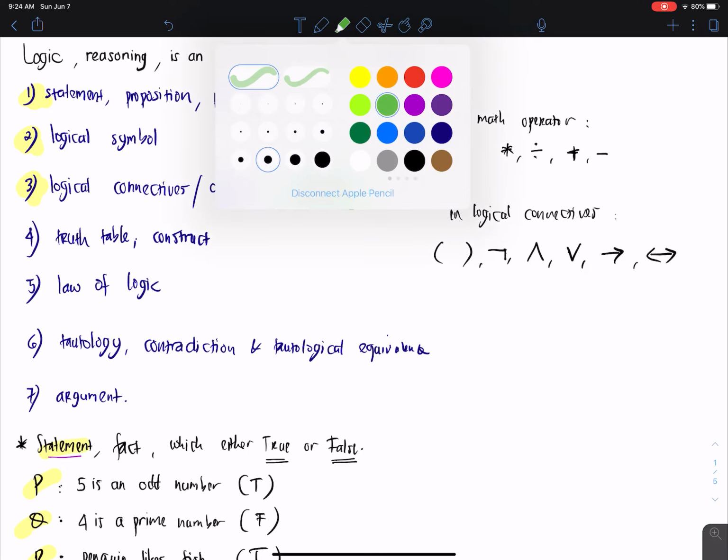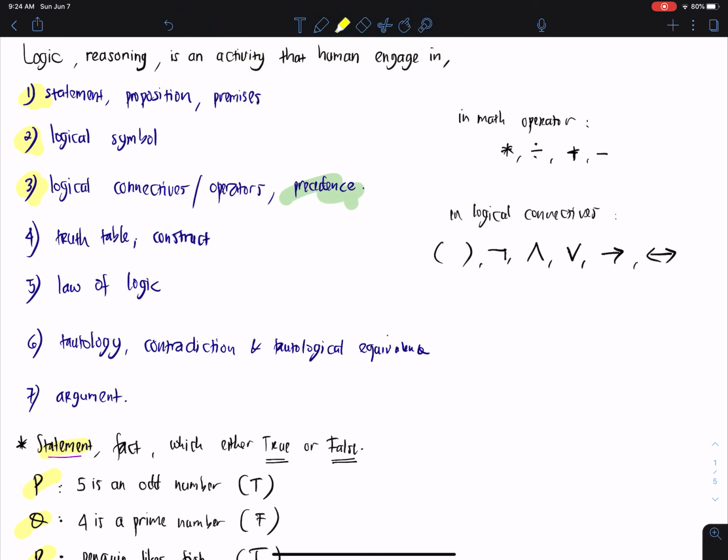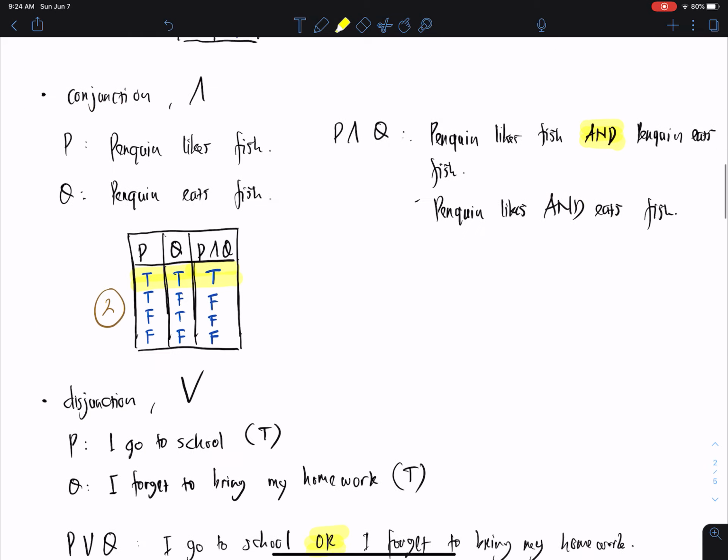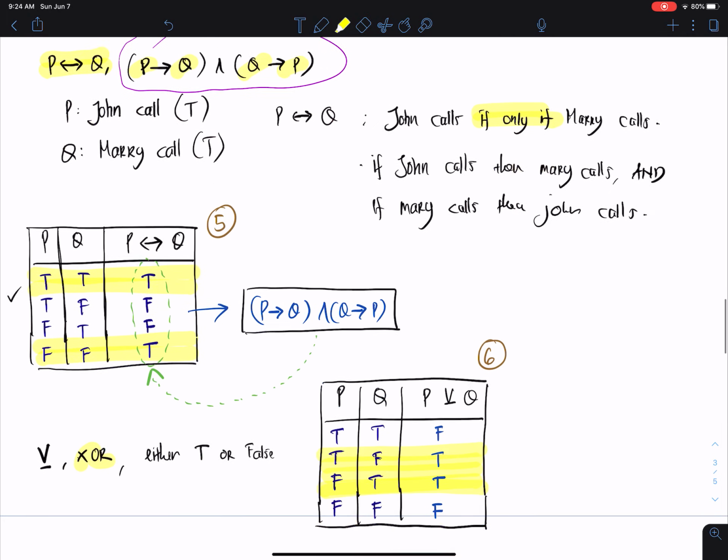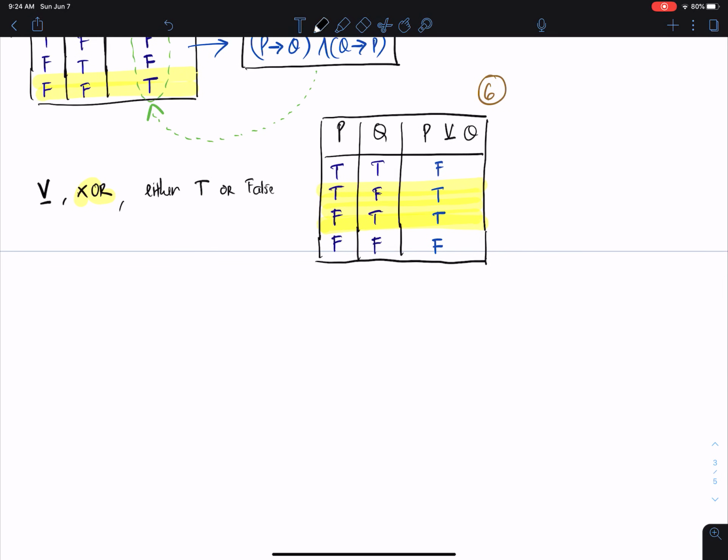Okay, so in the next one we are going to see how we can construct truth tables for more complex structures, for combinations of 2 statements or more, and follow with the rest: laws of logic, tautology, contradictions, tautological equivalence, and arguments in the end. Okay, so we continue to the next video with constructing truth tables.